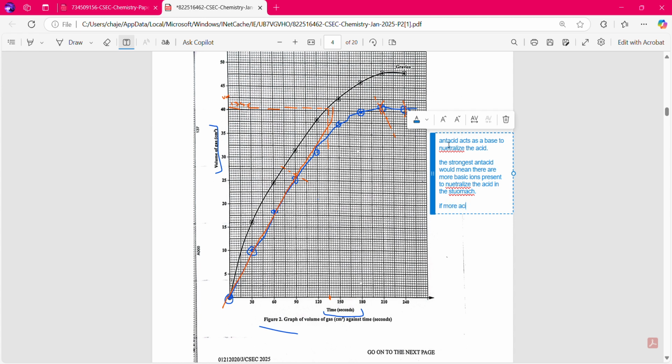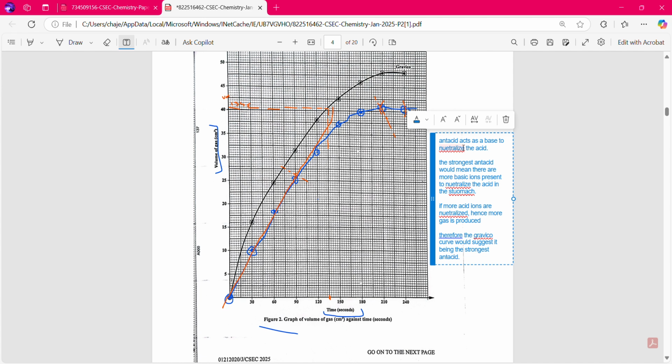If more acid ions are neutralized, hence more gas is produced. Therefore, the graph curve would suggest it's being the strongest antacid. I think that's the only way I can actually explain it. Does that make sense?